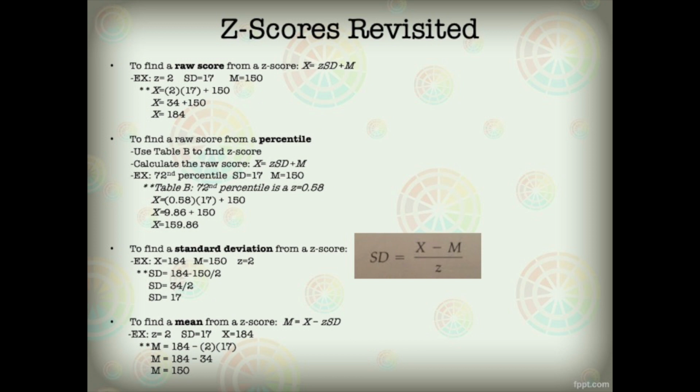And then the next one is how to find a standard deviation from a z-score. If you're given a z-score, you would also need to be given the raw score and the mean in that same data set, which you will be, and then you'll calculate through and find that standard deviation.